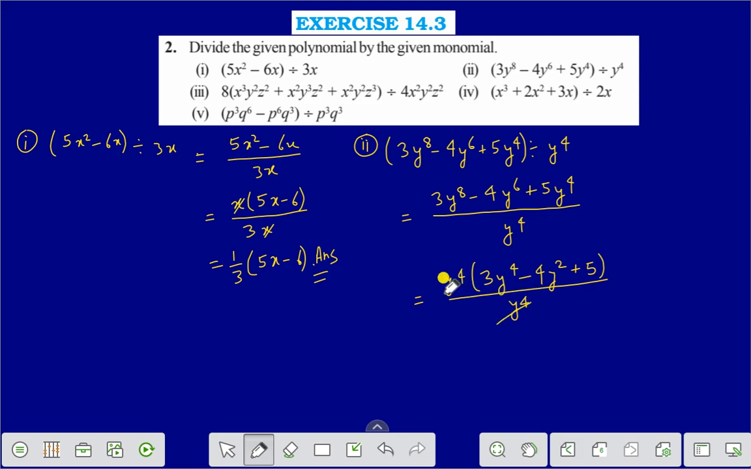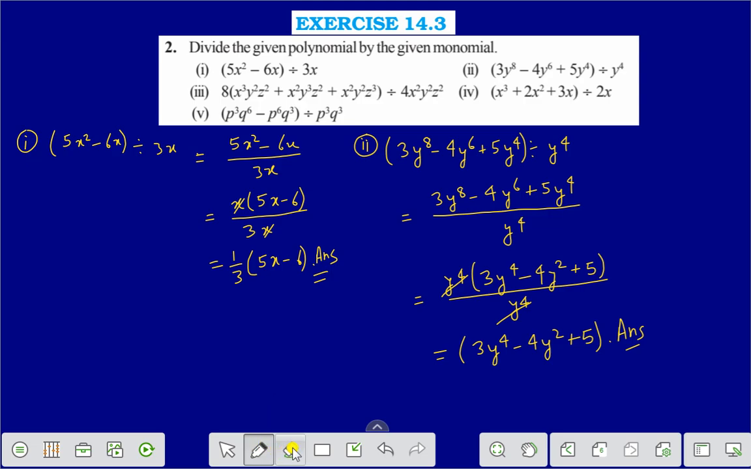This will cancel. Therefore, we are getting the answer as 3 y to the power 4 minus 4 y square plus 5. And that is the answer of question number 2. The answer is 3 y to the power 4 minus 4y square plus 5.